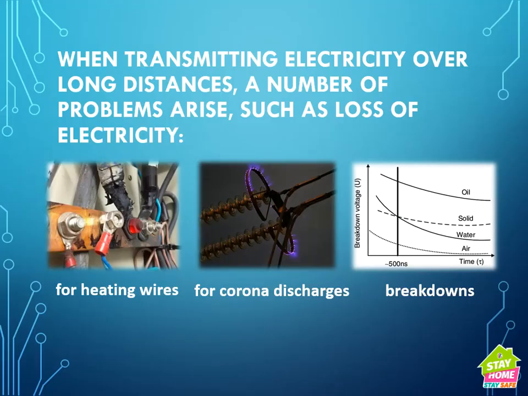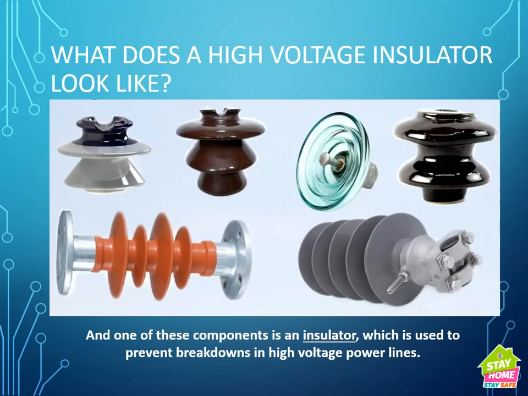When transmitting electricity over long distances, a number of problems arise, such as loss of electricity for heating wires, for corona discharges, breakdowns, etc. To solve these problems when designing power lines, engineers carry out certain calculations and select appropriate components of power lines. And one of these components is an insulator, which is used to prevent breakdowns in high-voltage power lines.